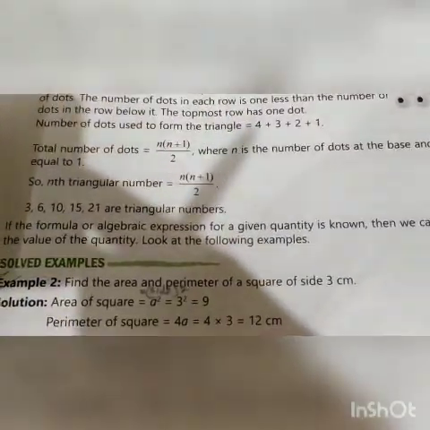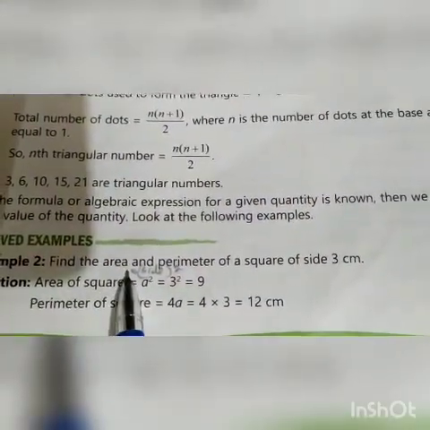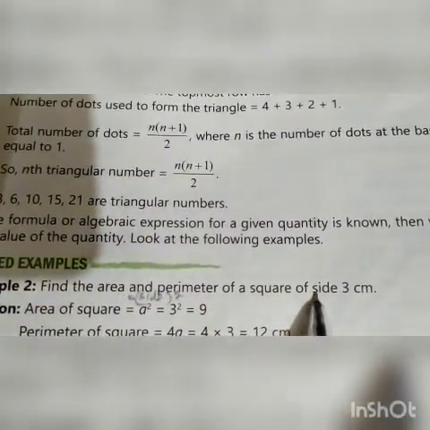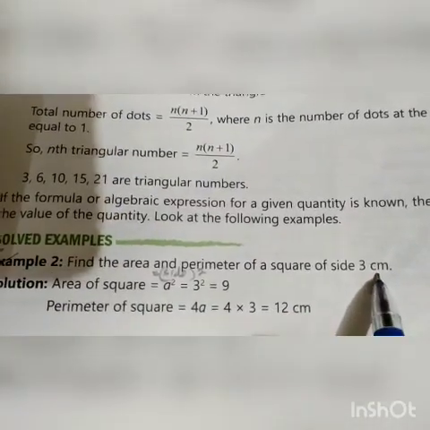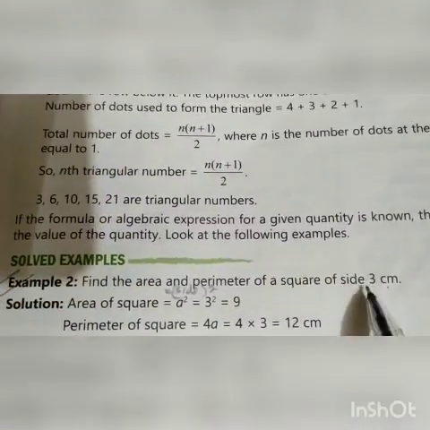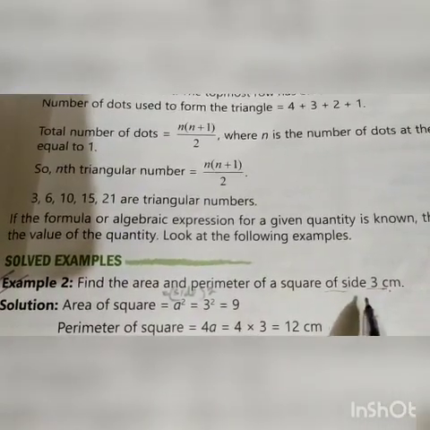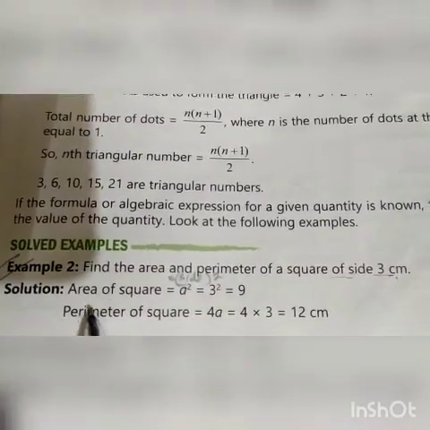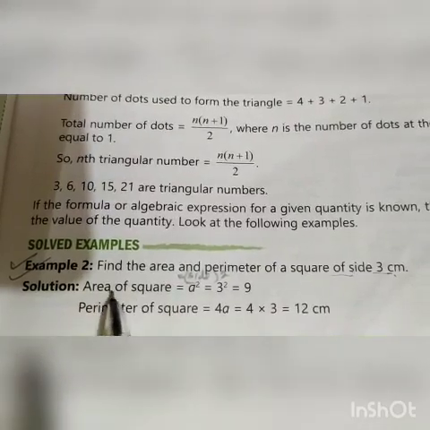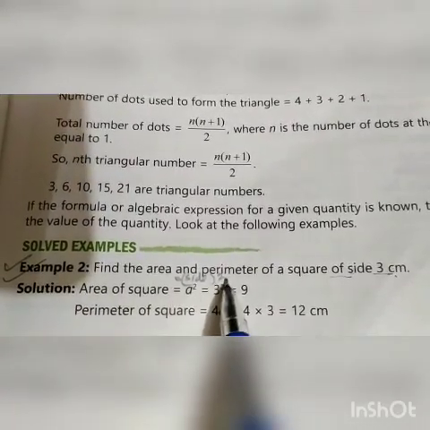See example 2. Find the area and perimeter of a square of side 3 cm. This is the side of a square of side 3 cm. So the side of a square is 3 cm. What is the formula for the area of a square? Area of a square is equal to side whole square.